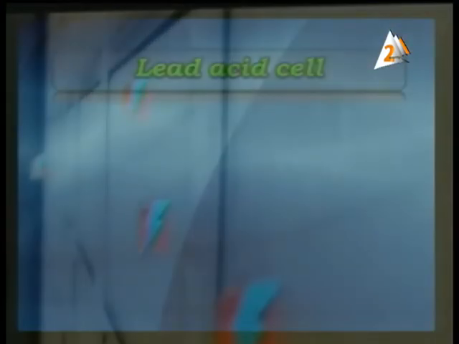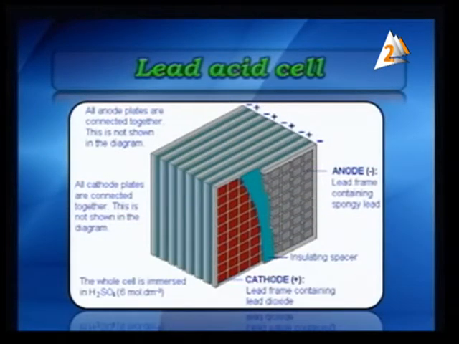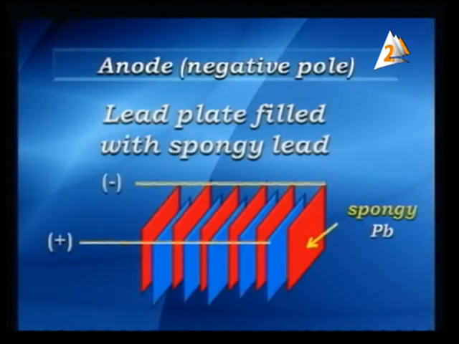These gases help us to know what happened inside the reaction. So here we have the picture or the figure of this lead acid cell. Here the anode plates are connected together. This shown is the diagram. And we have here all cathode plates are connected together.